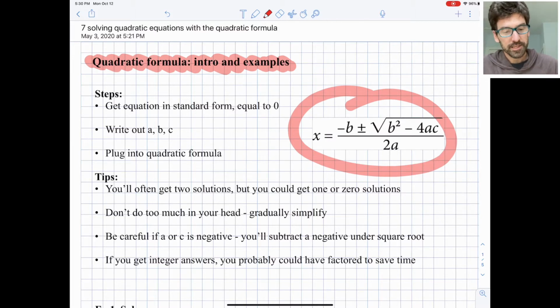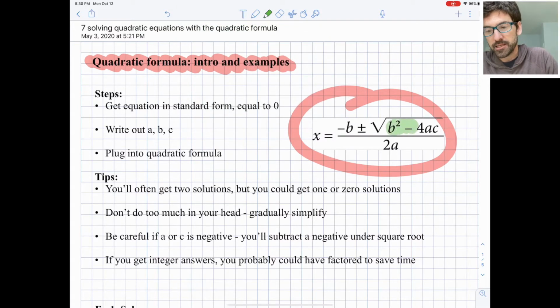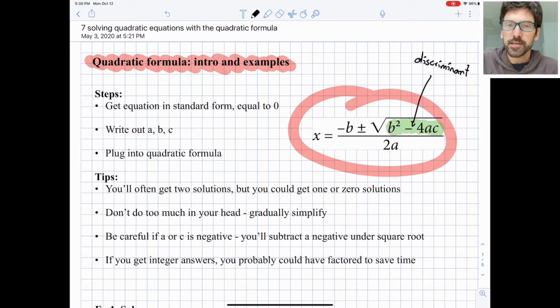One piece of the quadratic formula that you should know is, I will highlight it in green, this piece under the square root is called the discriminant. We'll get to what the use of the discriminant is a little bit later in today's video, but b squared minus 4ac is equal to the discriminant. So here are some tips and steps to follow, and then we'll go through some examples.